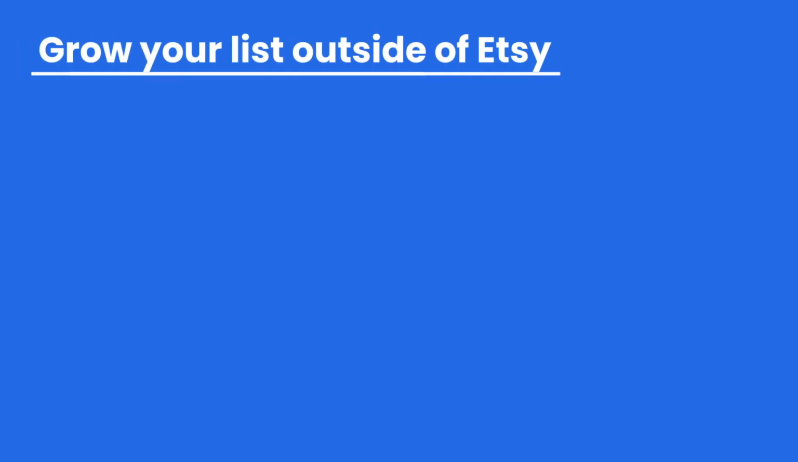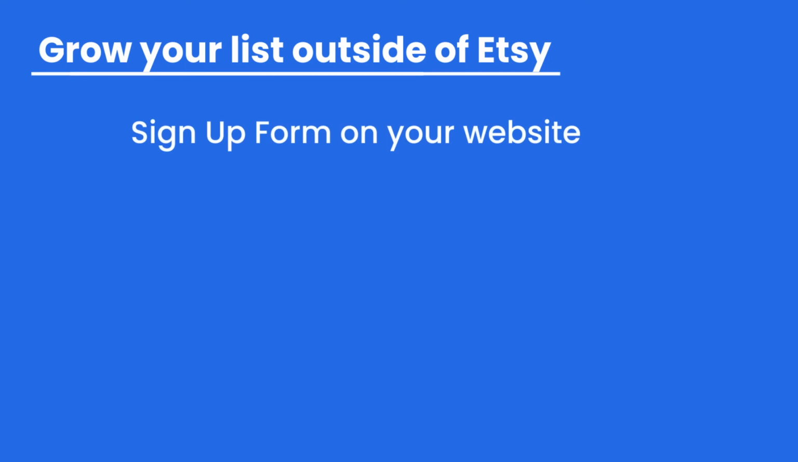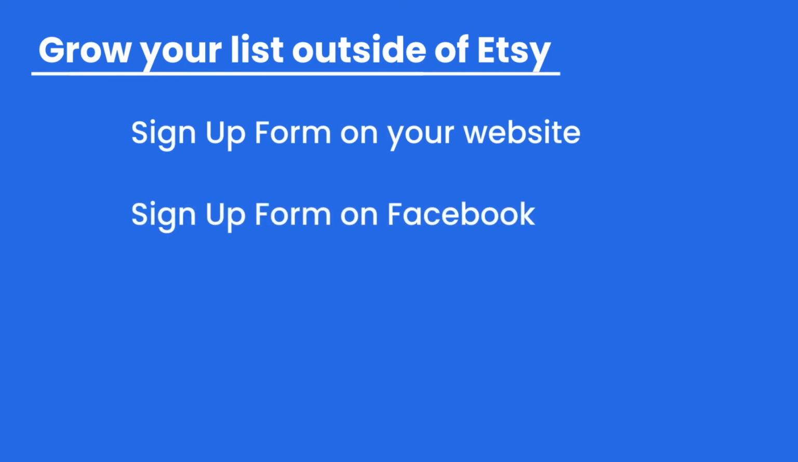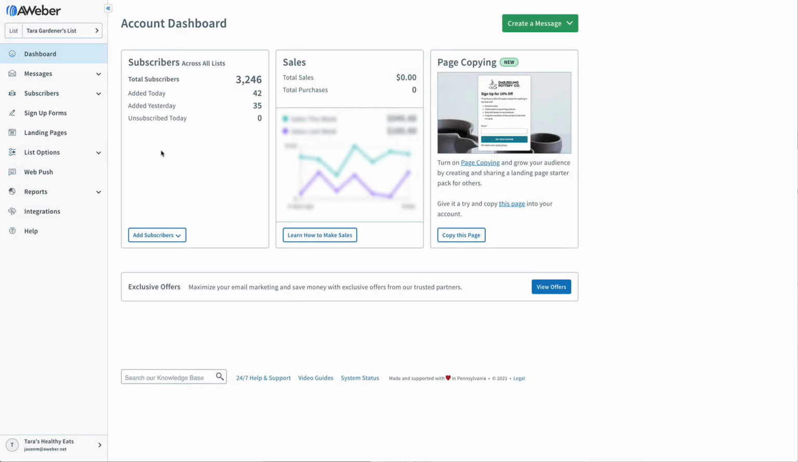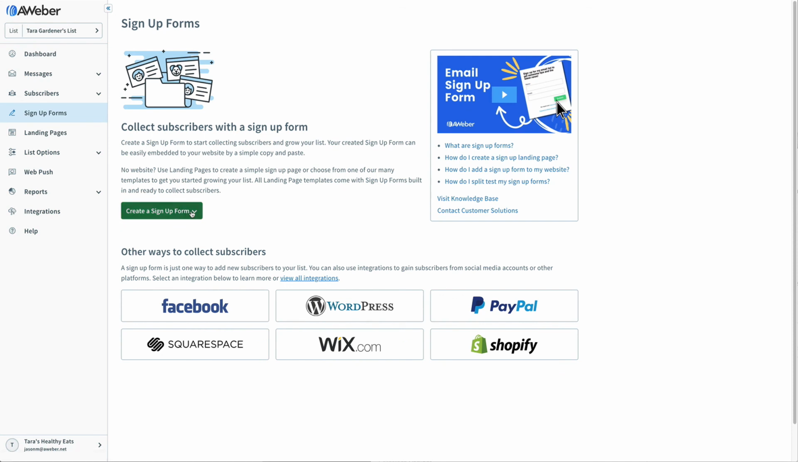Now, there are 3 ways you can grow your list outside of Etsy. One is by adding a sign-up form to your website, adding a sign-up form to Facebook, or creating your own landing page. In AWeber, you can create a sign-up form to place on your page, or automatically integrate with Facebook, WordPress, and other popular software.